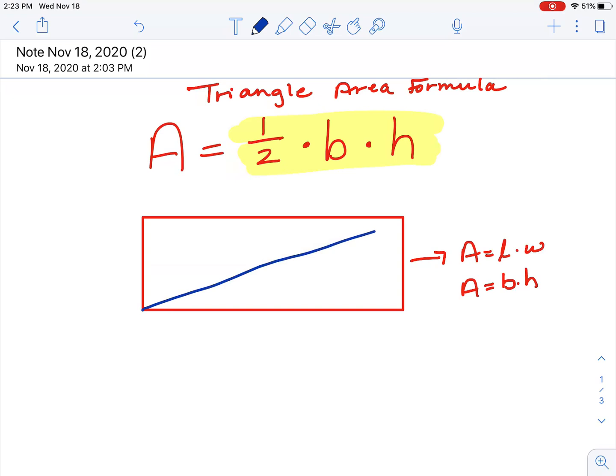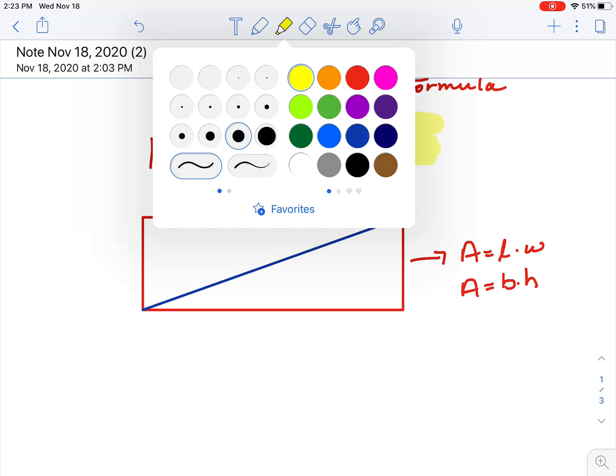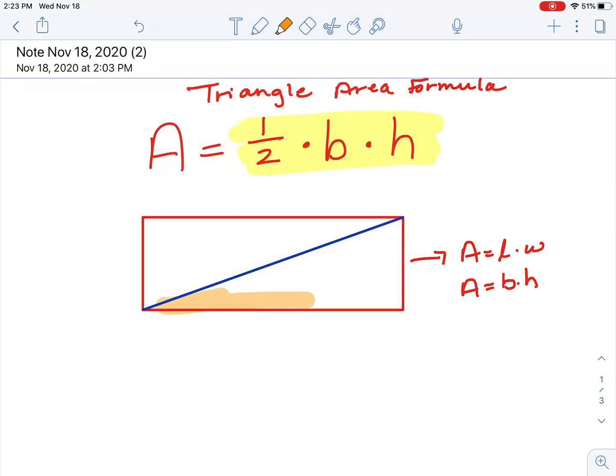If I draw a diagonal line, I want you to look and see what I form. Half of a rectangle is a triangle. So then it makes sense that if the formula for a rectangle is area equals base times height, then for this triangle it would be half of it. So that is the origin and why it has that 1/2.